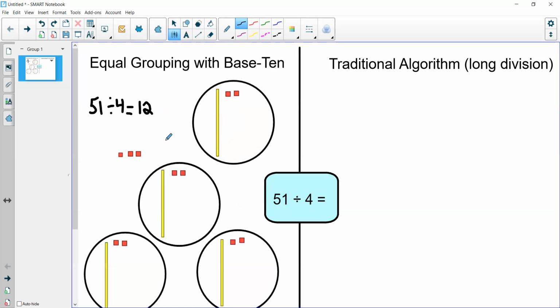And also I need to show the remainders. So there are 3 leftovers that don't fit into the equal groups. I show that as R3, which means there are 3 remainders. 51 divided by 4 is equal to 12 with 3 remainders.